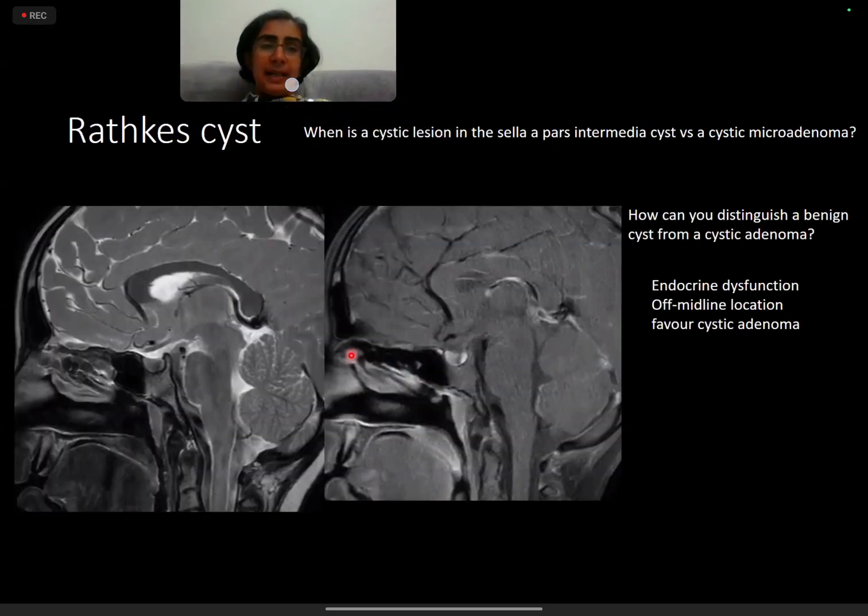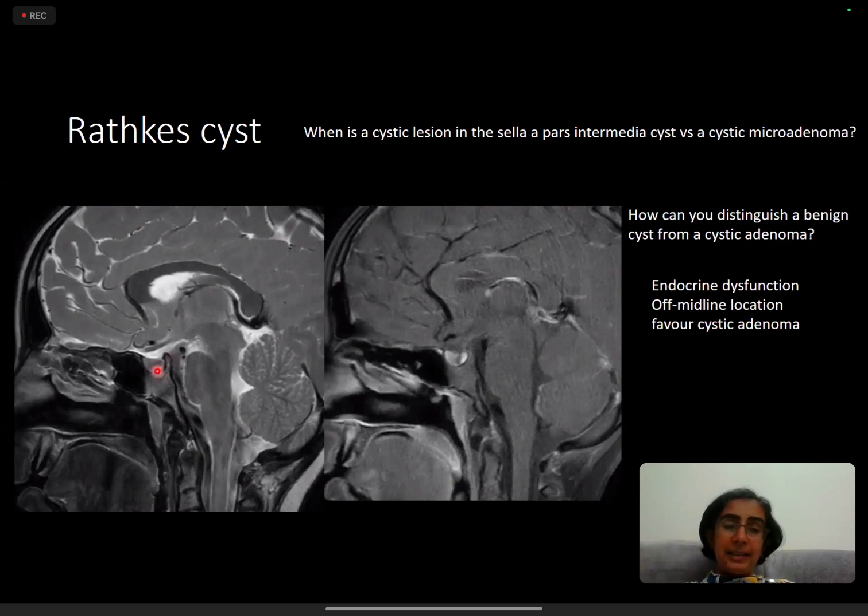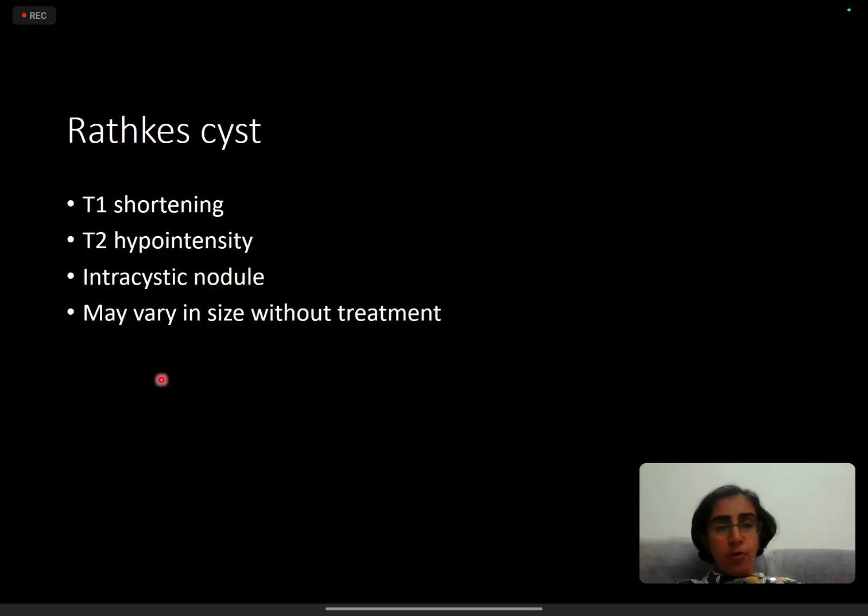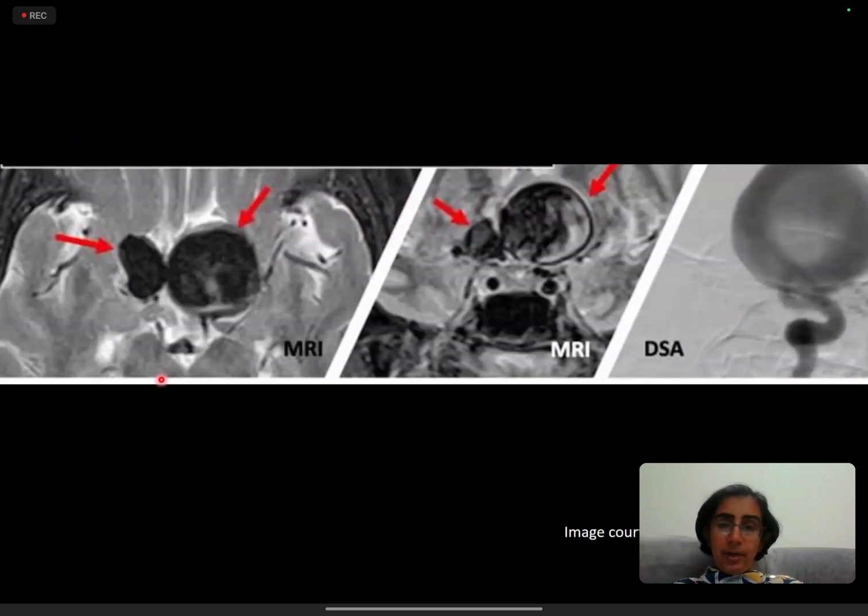The T2 signal of the Rathke's cyst also depends on the protein content. So it can be T2 hypointense generally, it can be hyperintense, and it can also have an intracystic nodule, which is diagnostic for Rathke's cleft cyst. Okay, so again, this brings us back to the CT that we had first seen. Any sellar or suprasellar pathology that looks hypointense on T2 or even isointense on T2, it is better to err on the side of caution and first rule out an aneurysm. This is a patient with a giant balloon-like aneurysm arising from the supraclinoid ICA, which was picked up on DSA and treated with neurointervention.